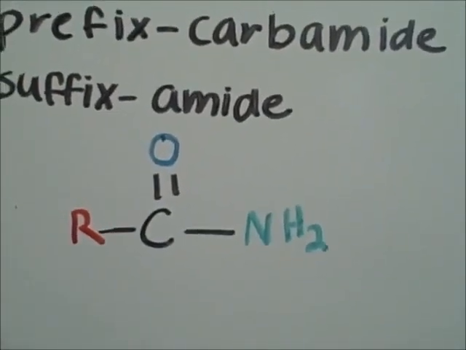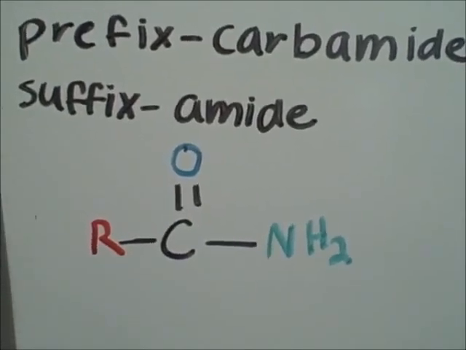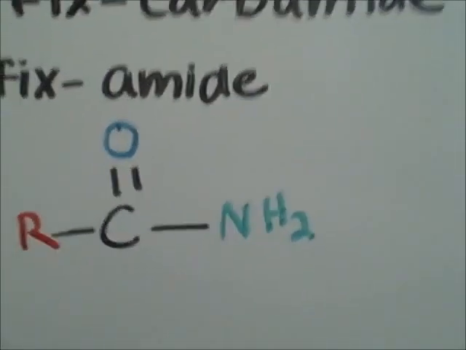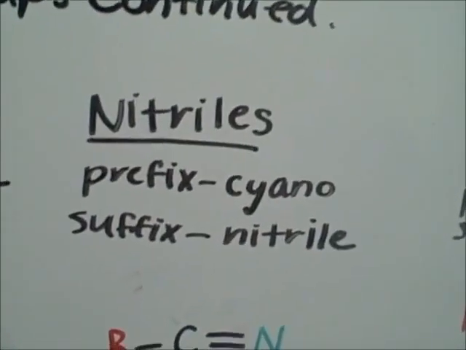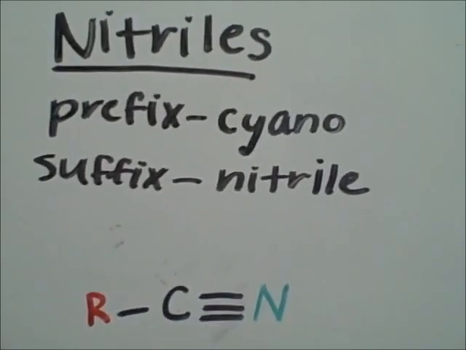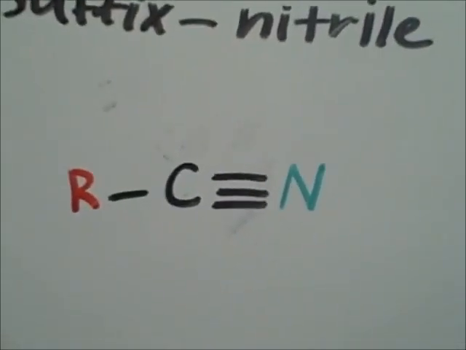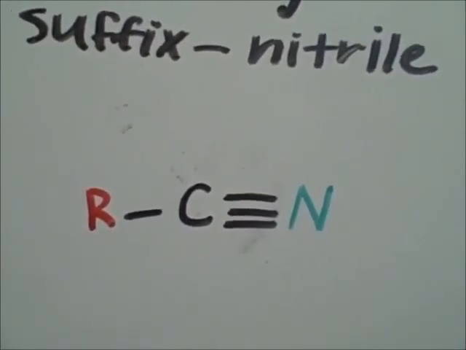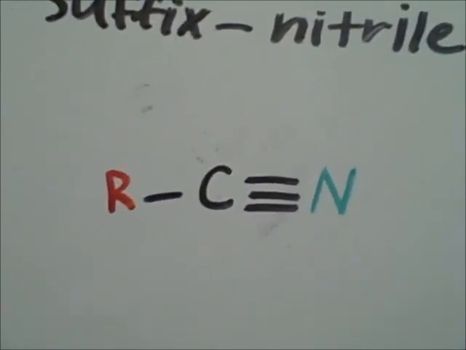Here you have a carbon bonded to R, probably another carbon, a double bond to the O, and a single bond to NH2. Here you have nitriles. The prefix is cyano and the suffix is nitrile, where you have a carbon triple bonded to nitrogen and single bonded to R, which is another carbon molecule.